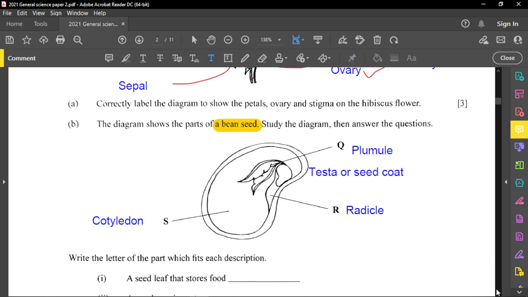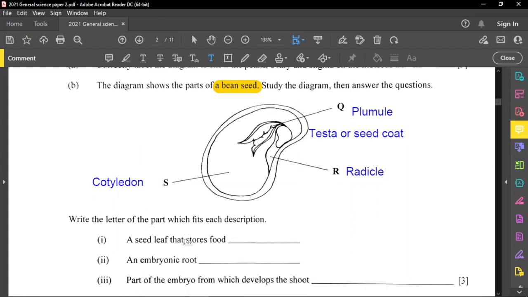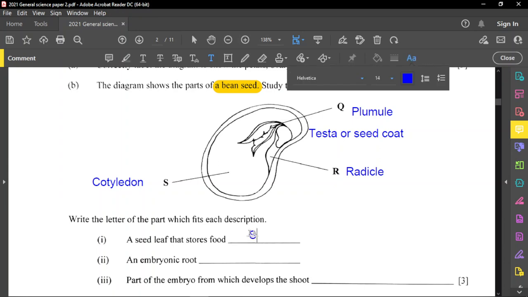All right, so let's go down into putting the answers here. It said a seed leaf that stores food, and so the cotyledon is the seed leaf that will store food. So this is going to be S. Now, it's an embryonic root. Embryonic root means the first root that is formed before the plant actually turns into a self-sustaining plant. So when it's germinating, the embryonic root here is R, which is the radicle. The radicle forms roots, and the plumule forms shoot. And so part three said the part of the embryo which develops into the shoot, and that is Q, which is the plumule. The plumule forms the shoot.